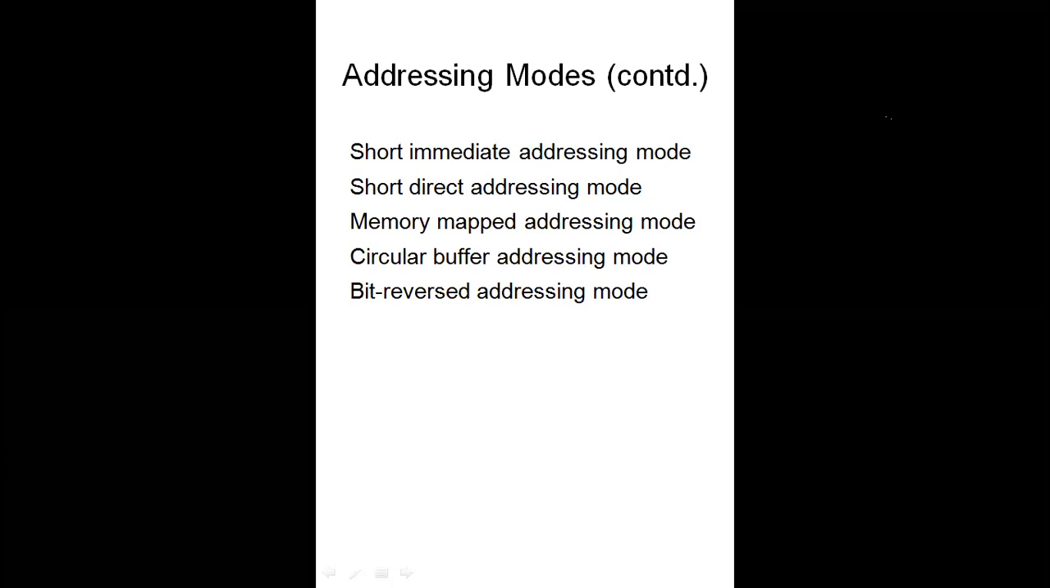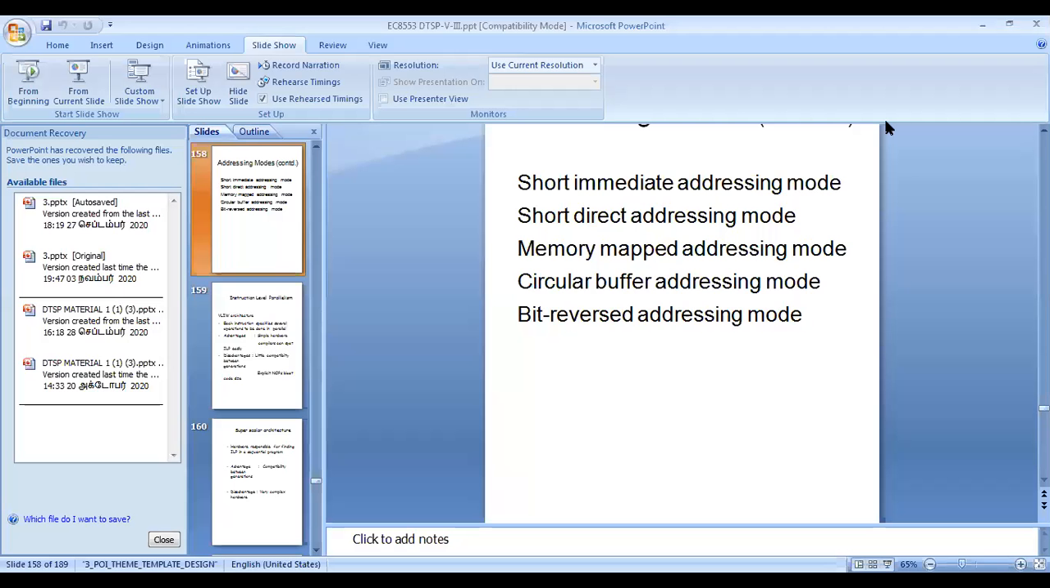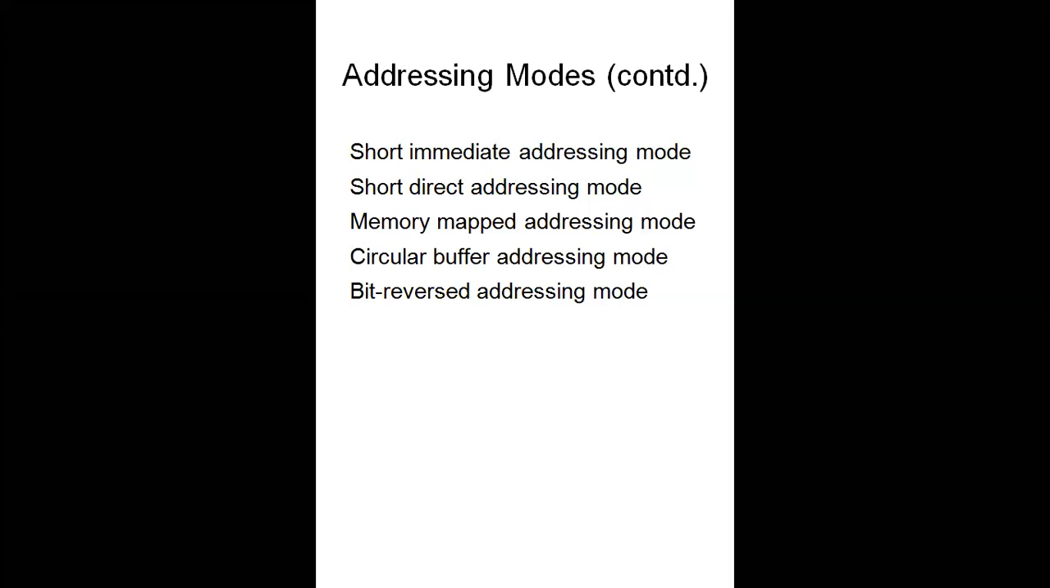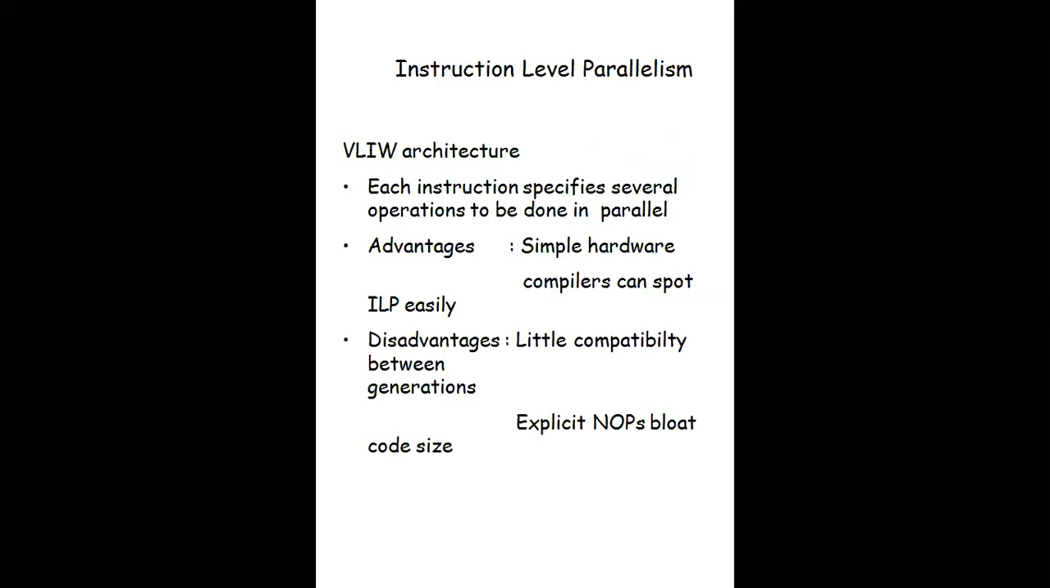So when you are talking about memory mapping, there is a memory map register. Then we'll have circular buffer addressing mode. With circular buffer addressing modes, we have to take the circular values over here, and finally we'll have bit reverse addressing modes.